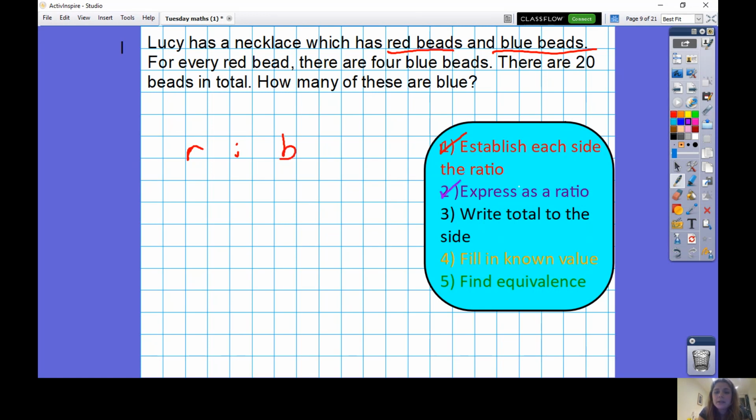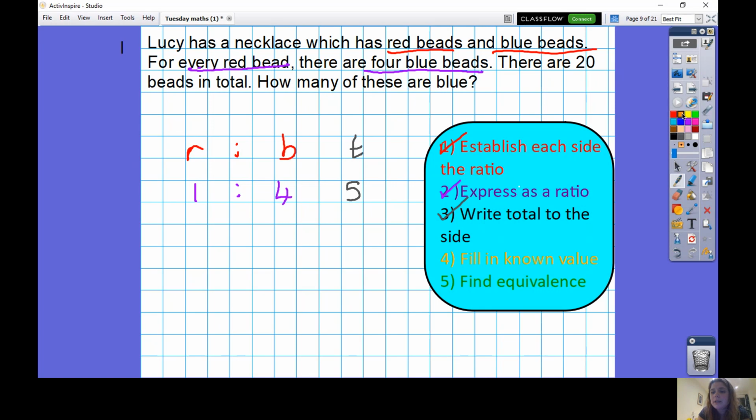Step 2, express that as a ratio. For every red bead, there are 4 blue beads. So that's 1 red for 4 blue. Now find your total on the side. Total goes here, and 1 plus 4 is 5. 1 bead plus 4 beads makes 5 beads.